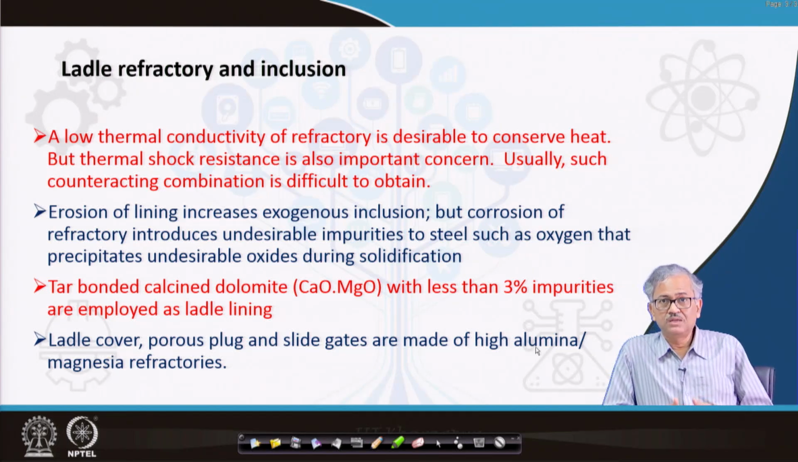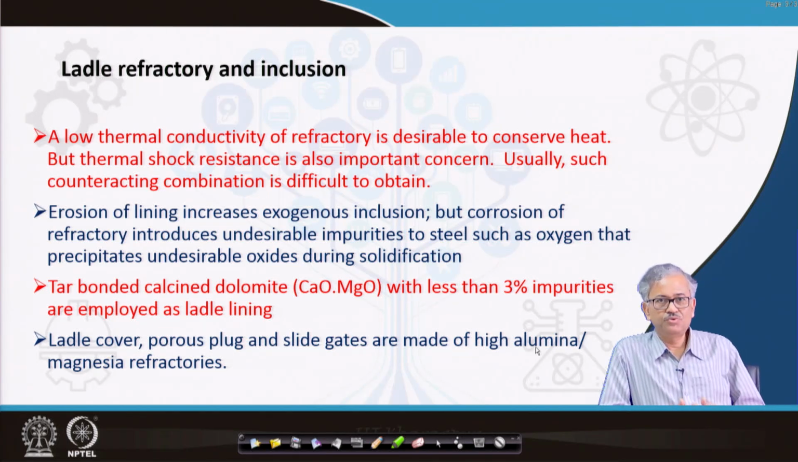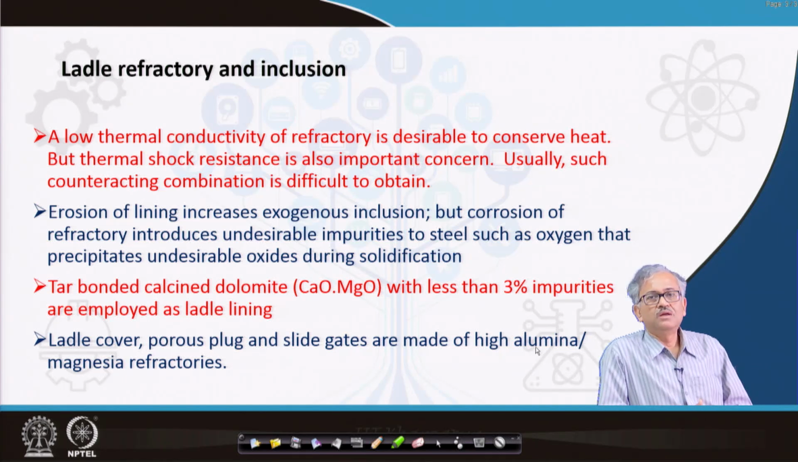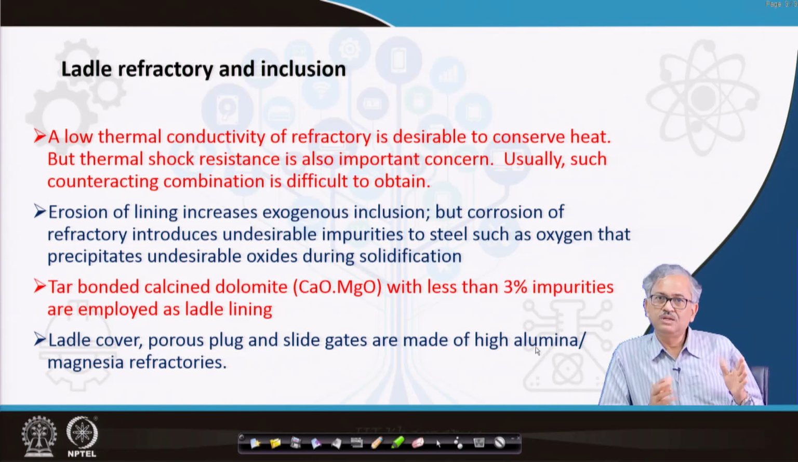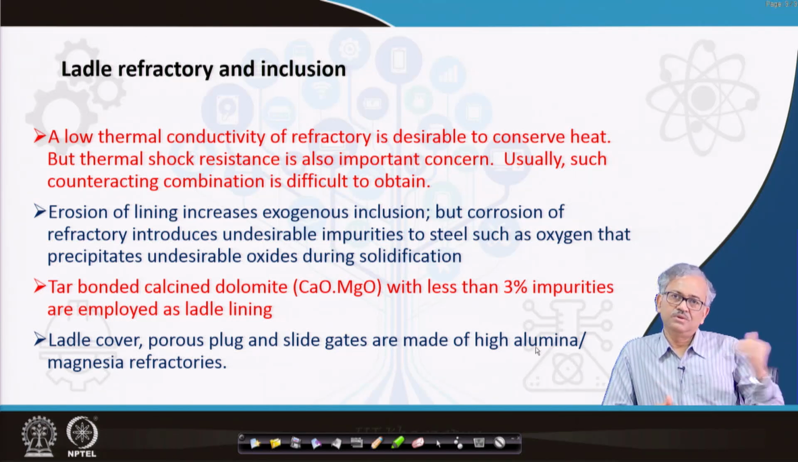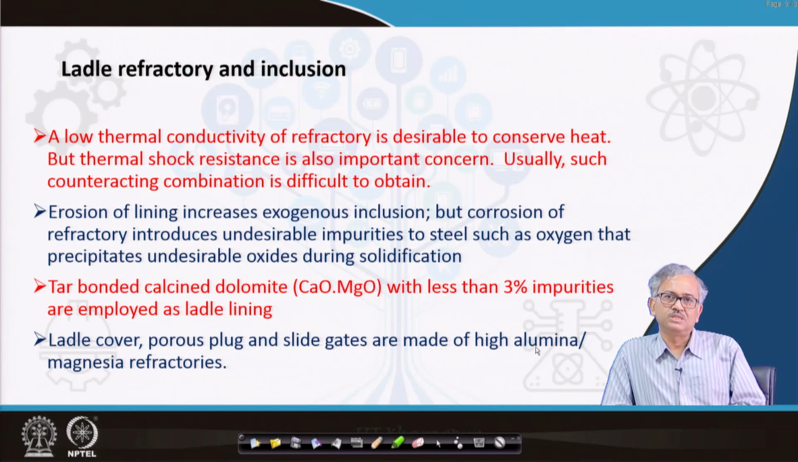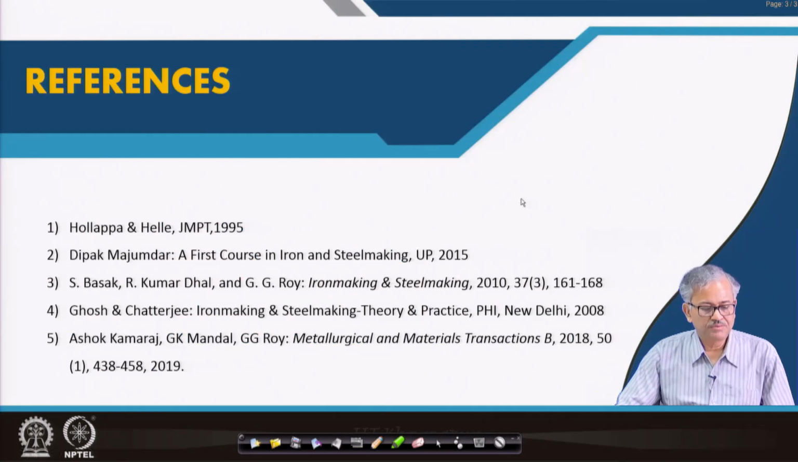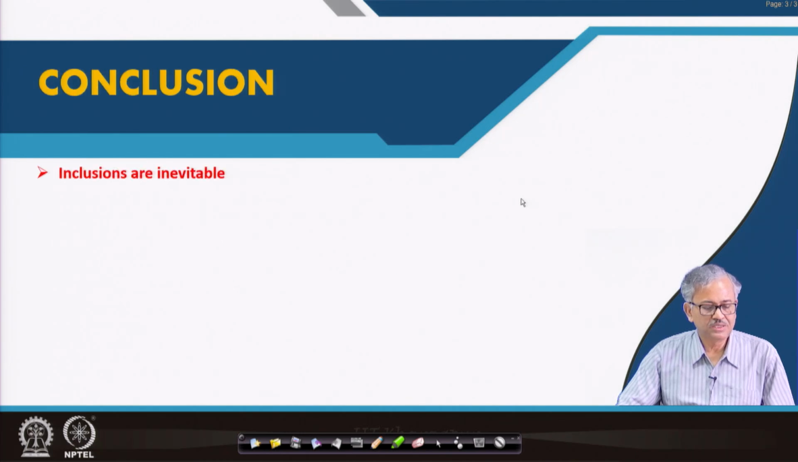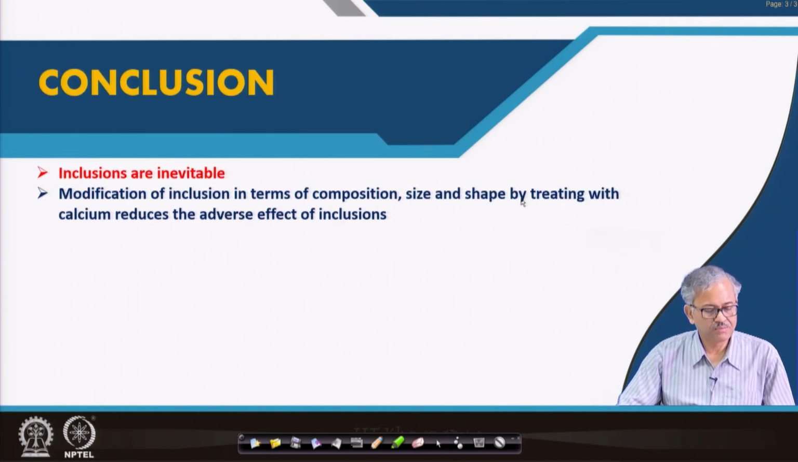FeO in the refractory is not tolerable. FeO and silica should not be there in the refractory even at a very low level, because under a deoxidized bath everything will release oxygen, they will increase the bath oxygen, and this is not good. These are the references, and as a conclusion we can say inclusions are inevitable, they will take place.